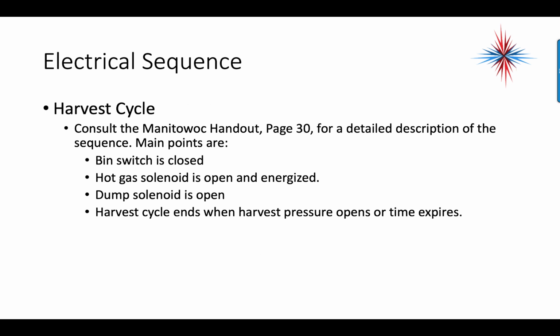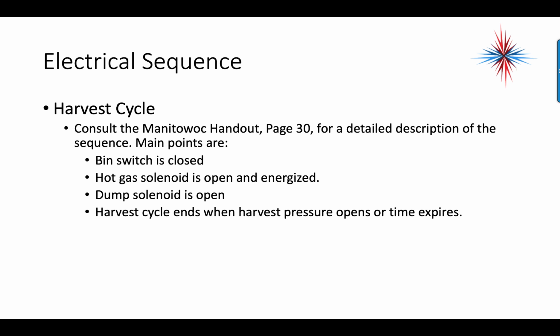Once we have enough ice on the evaporator, the bin switch is closed, the hot gas solenoid opens and becomes energized. The dump solenoid is open. The harvest cycle ends when the harvest pressure switch opens or time expires.